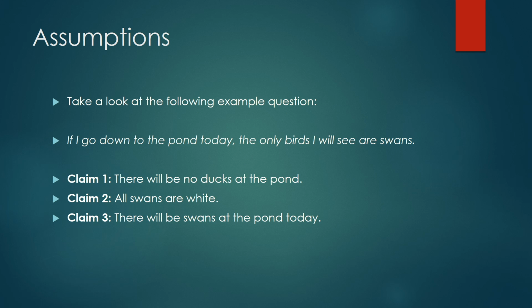Take a look at the following sample question. If I go down to the pond today, the only birds I will see are swans. So the 3 claims are, claim 1, there'll be no ducks at the pond. Claim 2, all swans are white. And claim 3, there will be swans at the pond today. Answers to these questions will be available in the next video.